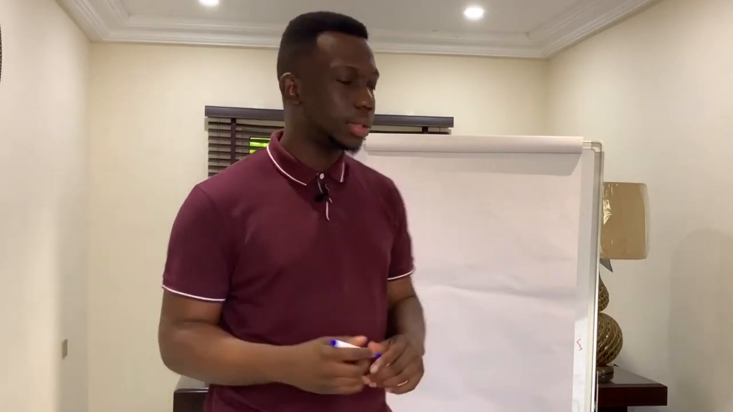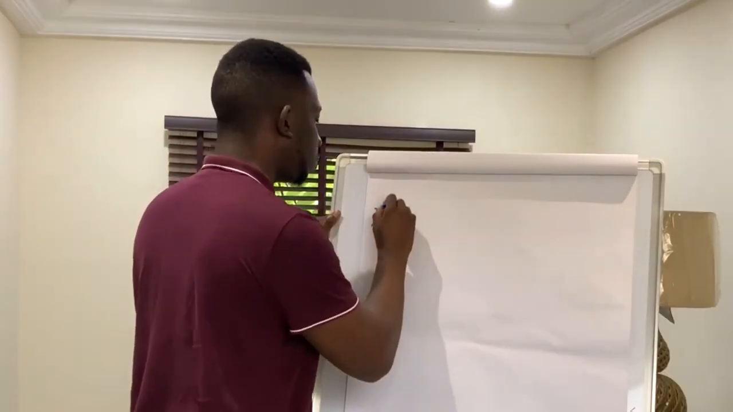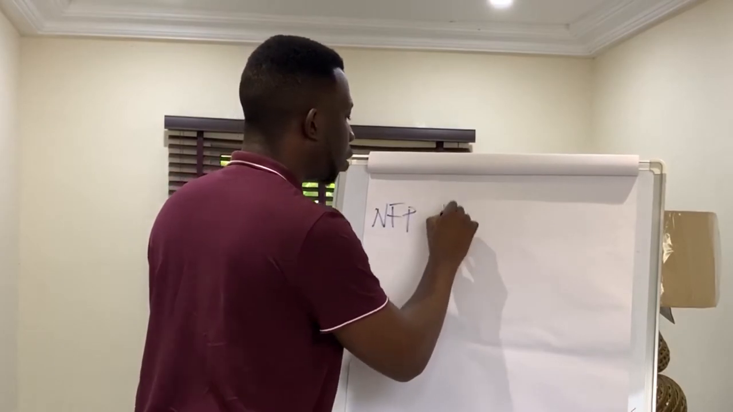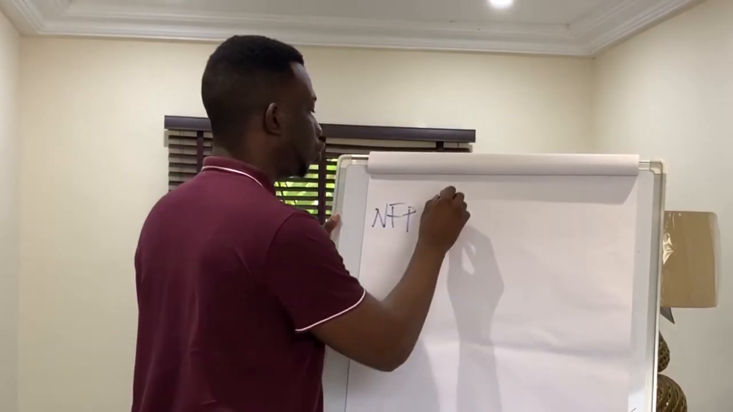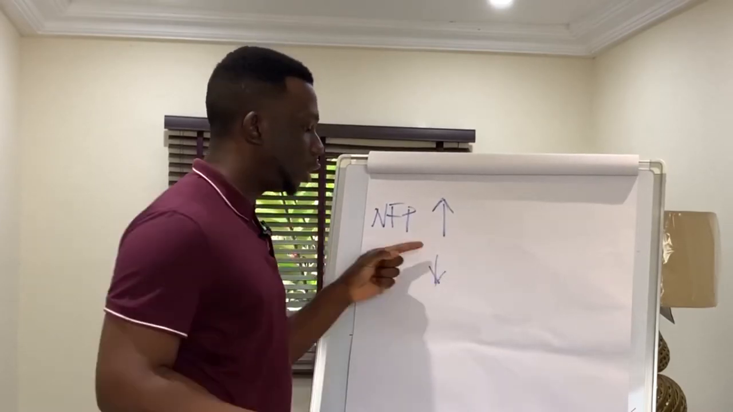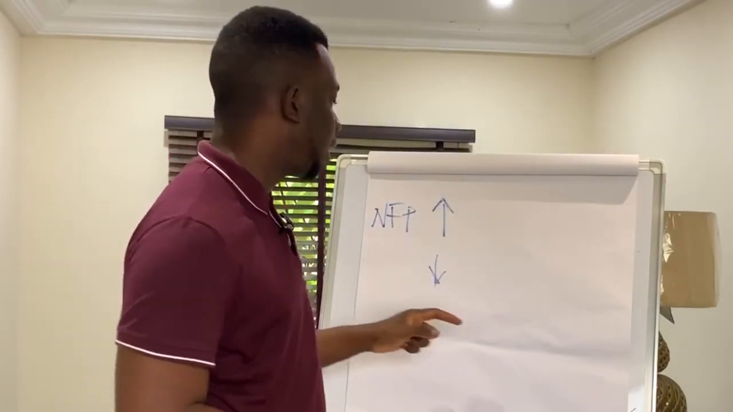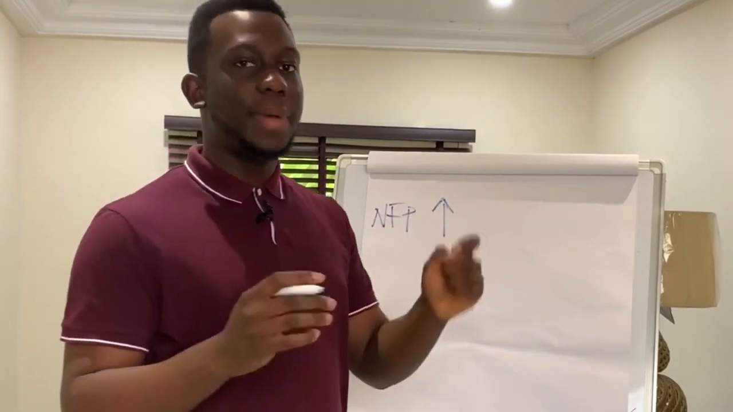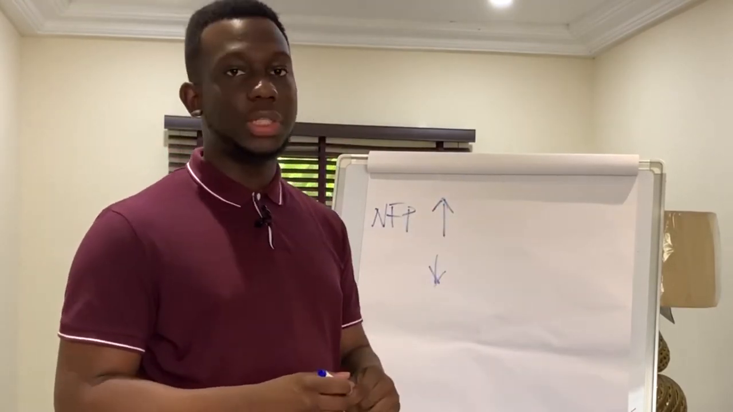So, as you can tell, if the NFP, non-farm payroll numbers come out great, the market shoots all the way to the upside. And if the numbers come out terrible, the market shoots all the way to the downside. Non-farm payroll basically is the total number of jobs created in the US economy.